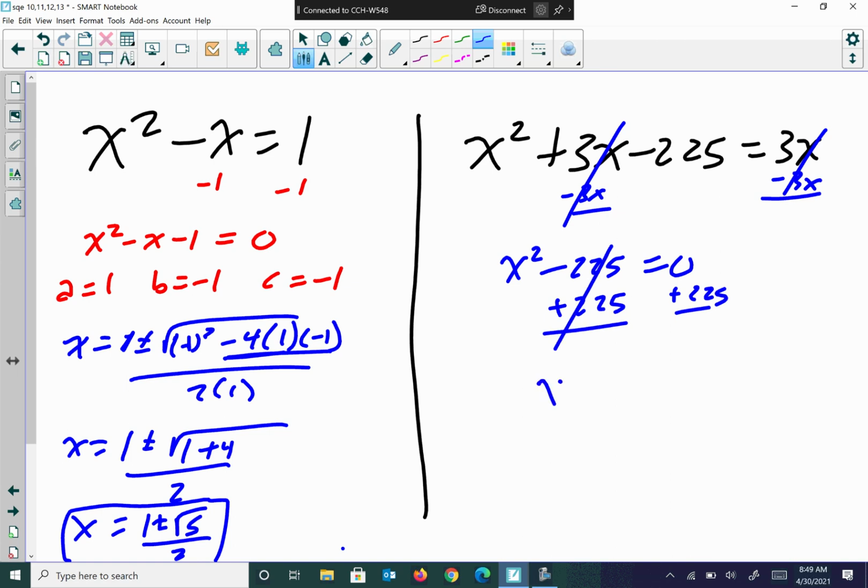Cancel that. X squared equals 225. What should I do to both sides? Square root. Don't forget the what? 15. Square root of 225 is 15? Yeah. Really?